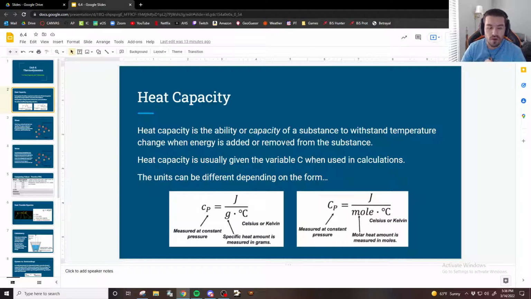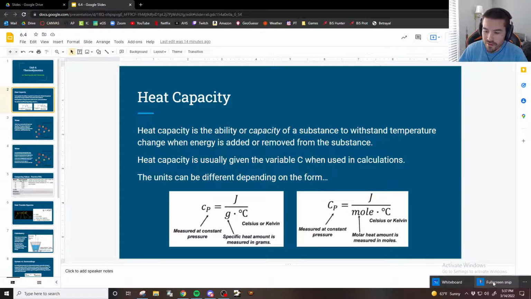All right, so first thing in the notes here, the concept of heat capacity. Usually heat capacity is given this variable C, okay? And I never see this C sub P. I always just see like capital C. It can be in terms of grams or in terms of moles. I'll talk about that a little bit later. But let's talk about what this actually means. So heat capacity is the ability or capacity of a substance to withstand temperature change when energy is added or removed from the substance or from the system. The units really tell the story, okay?